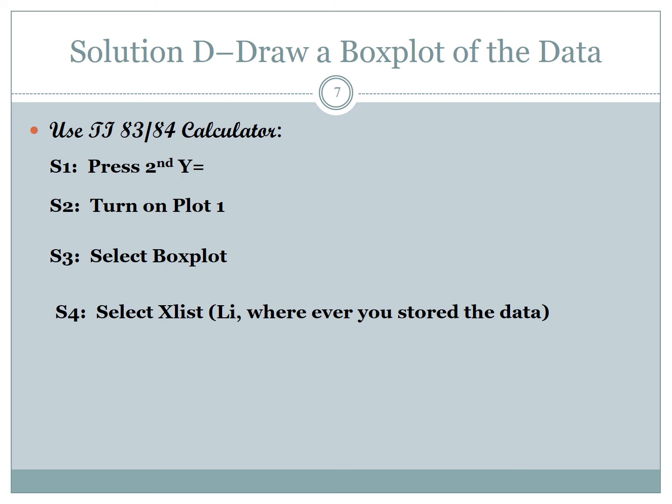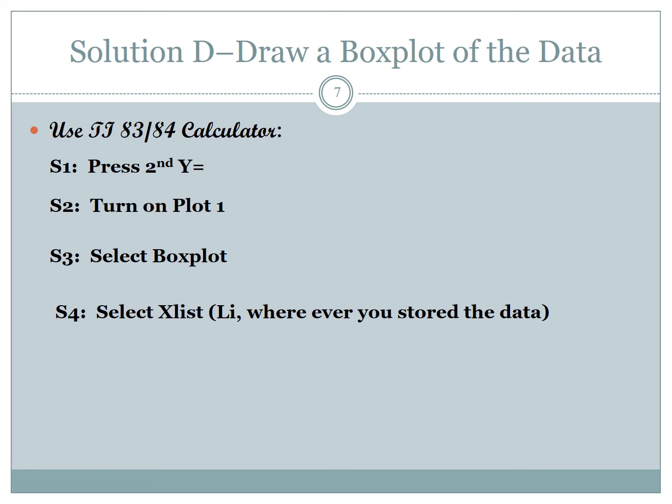So if it was L2 sitting there and your data is in L1, you make it L1. So now, how do you make it L1? To make it L1, you use second 1. So second 1 is L1, second 2 is L2, and so on.